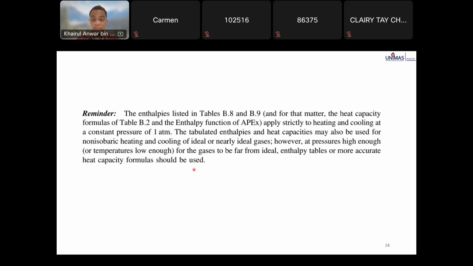Okay. This is for table B8 and B9. What is it for? To calculate certain species of enthalpy.